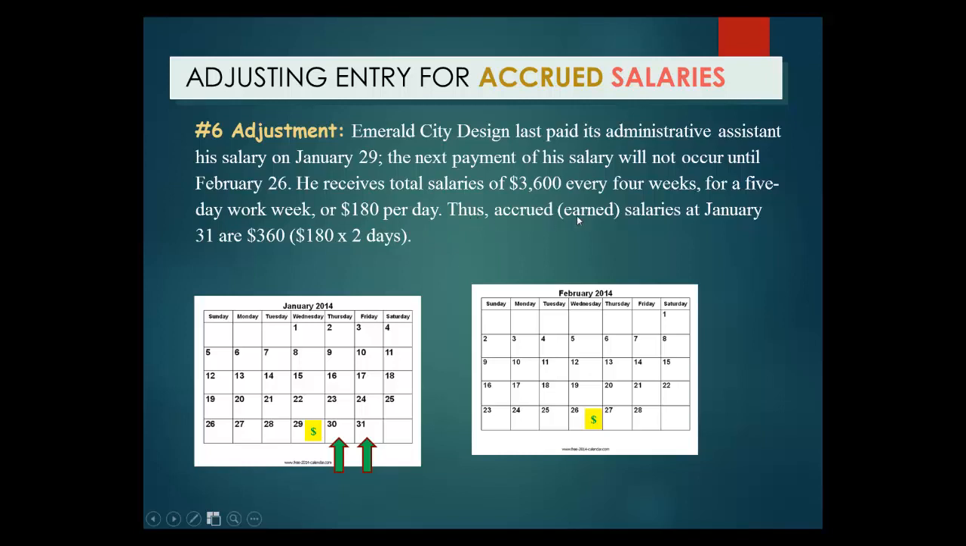Therefore, his accrued salaries for the 2 days that we haven't paid him as of January 31st, we owe him $360. Emerald City Design owes him $360. Now, of course, he'll be paid for these 2 days on the next payroll, February 28th. But if we're going to report our financials as of January 31st, we have to recognize these 2 days that we owe him for, but that he has not been paid for.